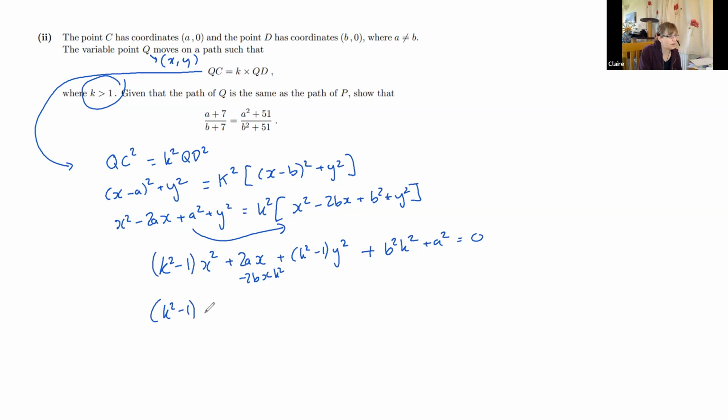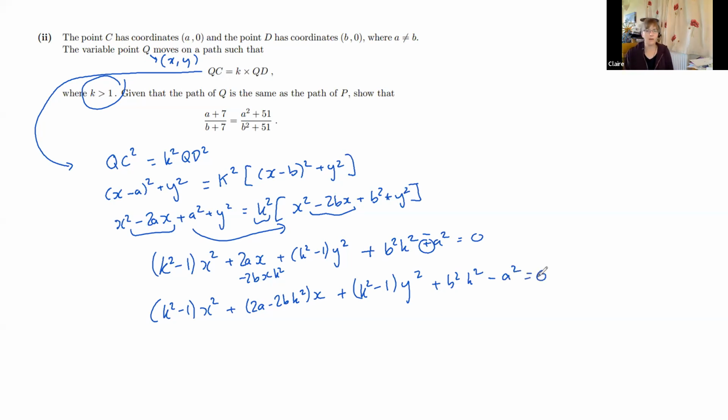K squared minus 1 x squared plus 2a minus 2b k squared x. So that's from this term multiplied by k squared, and then with that term added on, plus k squared minus 1 y squared plus b squared k squared, and that should be minus a squared. Okay, I'm pretty happy now that that is correct.